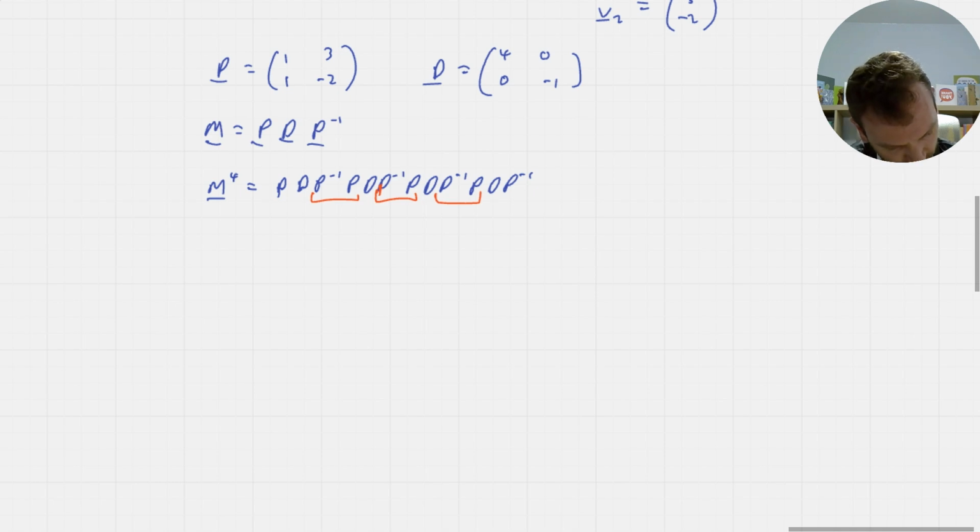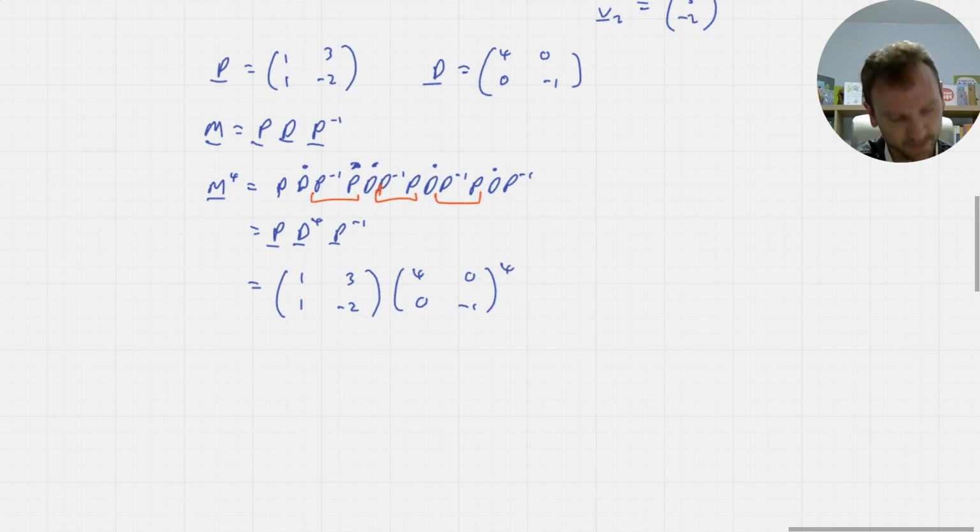And all we're going to be left with is P times D here, D here, D there, D there, and D there. So D times by itself 4 times, so D to the 4, times P inverse. Now this might look not that much nicer, but it's a much easier matrix multiplication to carry out. So let's put in what our matrices are. We've got P, which is (1, 3; 1, -2). We've got D to the power 4, which is this to the power 4. And then we've got P inverse now.